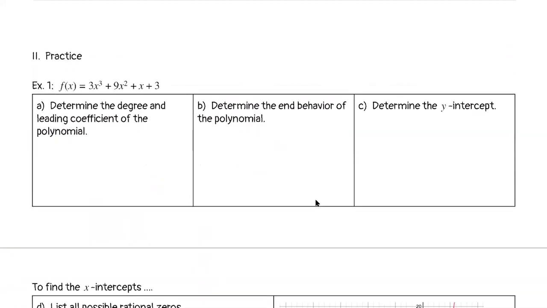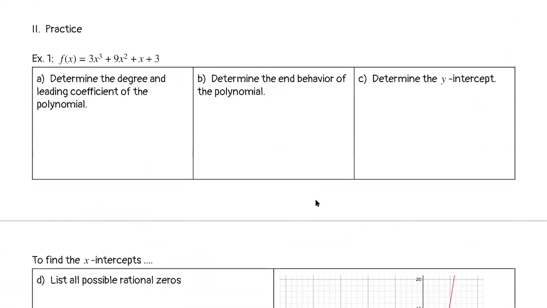All right. So let's jump back into another practice, okay? So let's try example number 1 here. I'll give you a moment to answer parts A, B, and C. So given this polynomial, I want you to determine the degree and the leading coefficient. I want you to determine the end behavior of the polynomial and find the y-intercept, okay? Let's take a couple minutes to answer those. We'll share out some answers, and then we'll walk through another synthetic division part of it.